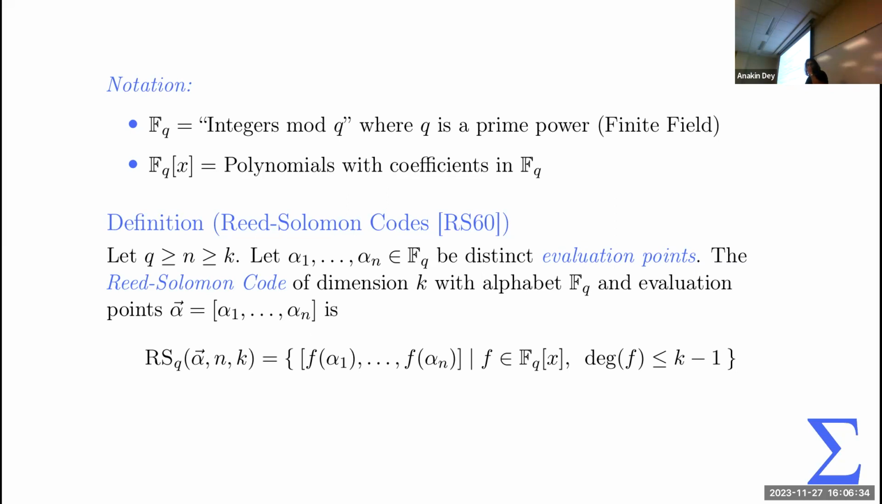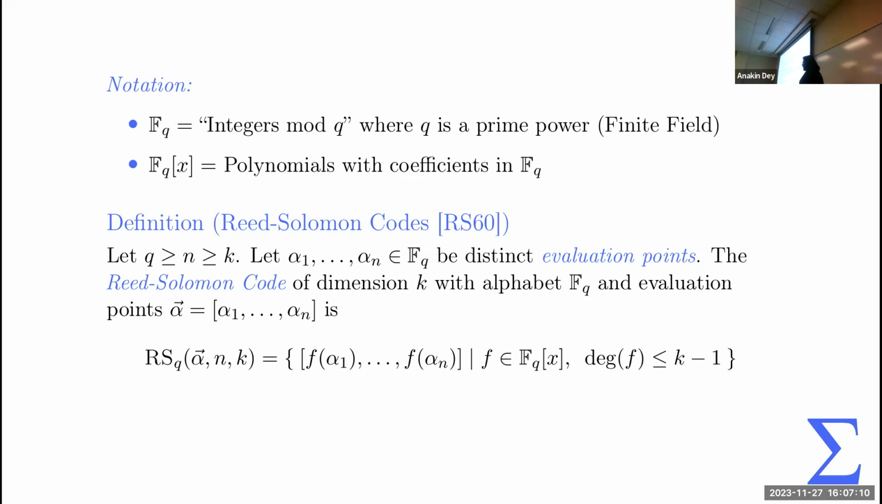The alphabet of our messages is going to be the finite field mod q. The way we're going to generate our code is we look at all possible polynomials f, evaluate them at all of the evaluation points, and put the results into a vector or list. That's going to be our code word. The important thing is these polynomials all have degree less than or equal to k minus 1. And that's the idea.